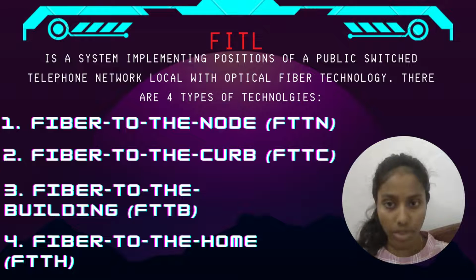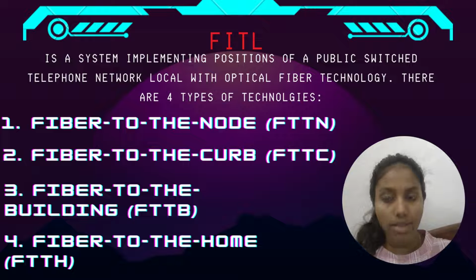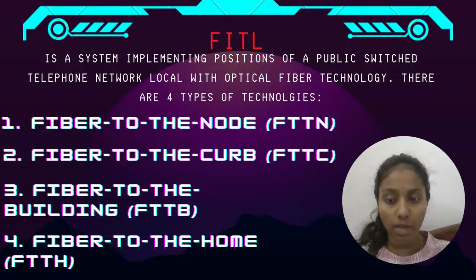There are four types of technologies. First is fiber to the node, known as FTTN. Second is fiber to the curb, also known as FTTC. Third is fiber to the building, known as FTTB. And lastly, fiber to the home, known as FTTH.